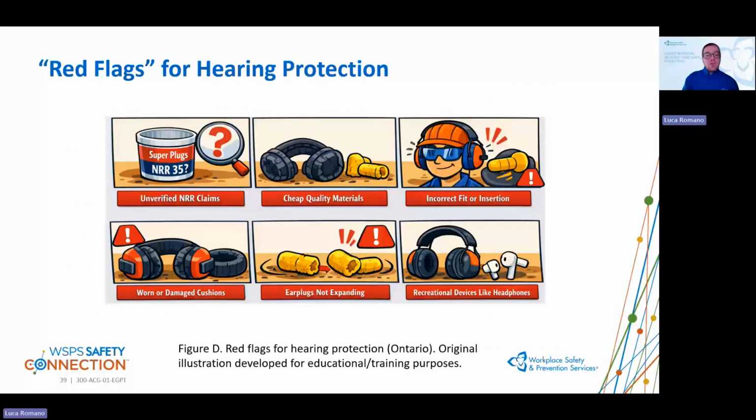Hearing protection. Sometimes you can have noise reduction ratings that are unverified. The packaging indicates that it can protect to, let's say, 35 decibels, but there's no documentation or laboratory data provided that supports that claim. Oftentimes, fake hearing protection can be made of cheap quality. It can be very brittle. It might not fit people properly. It might not be able to be inserted appropriately. It can also be worn or damaged upon receipt, or from use. It just breaks more quickly than it should.